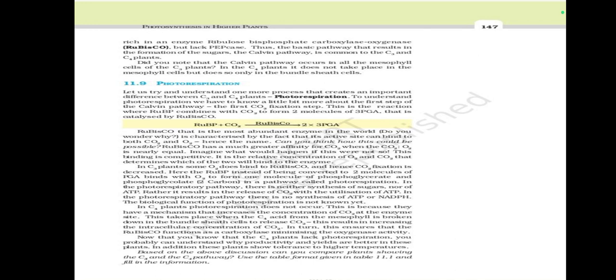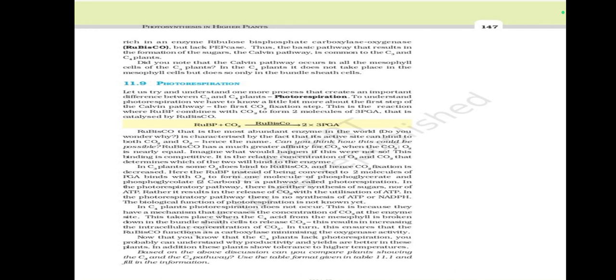Rubisco has a much greater affinity for CO2 when the CO2 to O2 ratio is nearly equal. Imagine what would happen if this were not so. This binding is competitive. It is the relative concentration of O2 and CO2 that determines which of the two will bind to the enzyme. In C3 plants some O2 does bind to Rubisco, and hence CO2 fixation is decreased. Here the RuBP, instead of being converted to two molecules of 3-PGA, forms one molecule of phosphoglycolate, a 2 carbon compound, in a pathway called photorespiration.